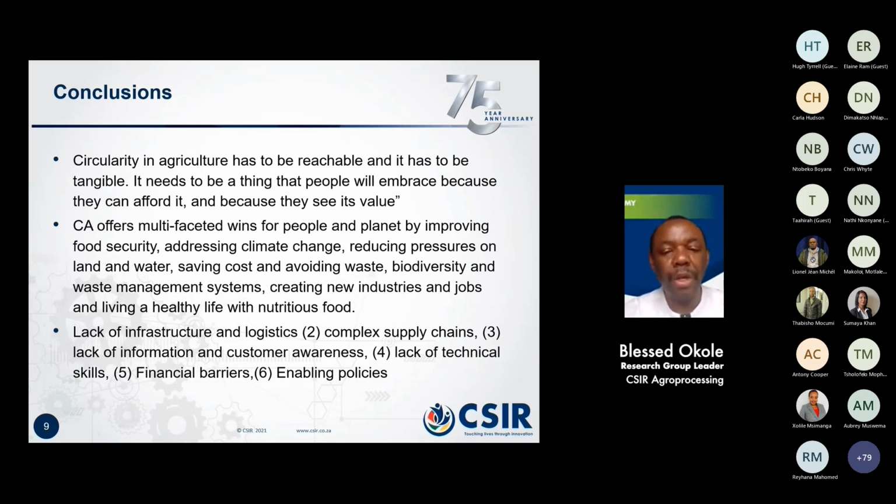And also lack of information and customer awareness is a challenge. Lack of technical skills, people need to be trained on some of these technologies. And then financial barriers: some of the technologies are a little bit expensive, but the government can come in to subsidize in this area. And lastly, one of the biggest problems is enabling policies. Our government here is trying a lot in this area. They have the decadal plan, and we also have a master plan for agro-processing and for other crops like sugarcane, which are being implemented.